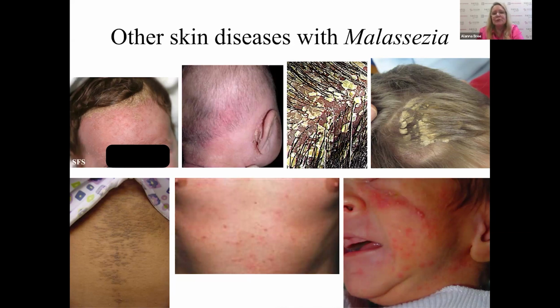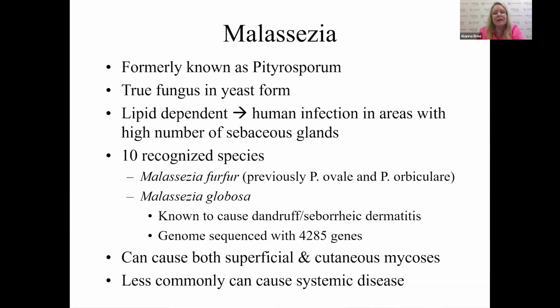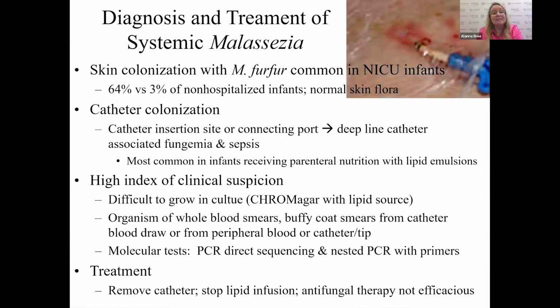Now moving into some cases as far as significant infections with systemic Malassezia. Skin colonization is pretty common with this in NICU infants, and it is part of the normal skin flora. Now, catheters can become infected, unfortunately, as well as the connecting port. And patients that are sick can get fungemia and sepsis. And again, it's most common in infants receiving parenteral nutrition with lipid emulsions.